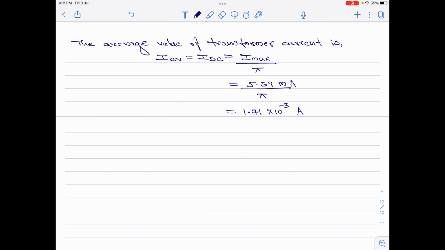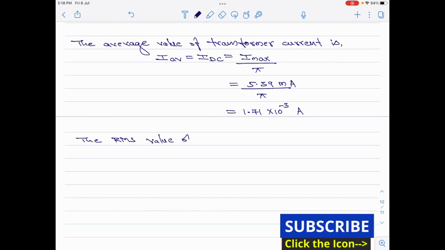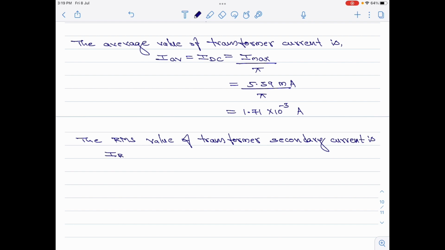Lastly, I'll move on to find the RMS value of the transformer secondary current. I'll denote it as I RMS, and this is equal to I maximum divided by 2. I maximum is 5.39 milliamperes divided by 2. Therefore, the RMS value of the transformer secondary current is 2.695 milliamperes. Right, that is the solution for part A of the question.